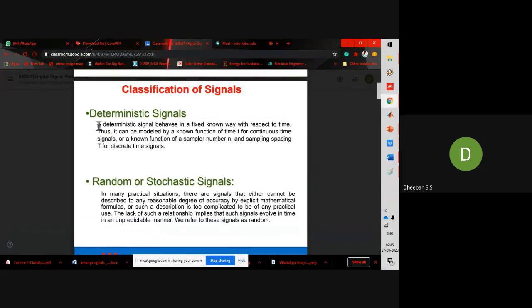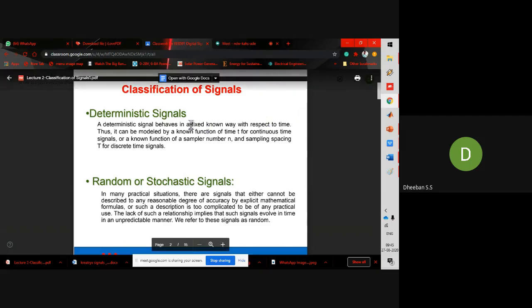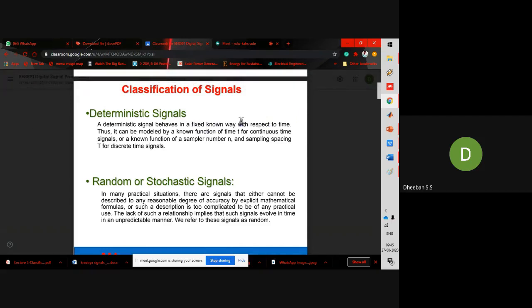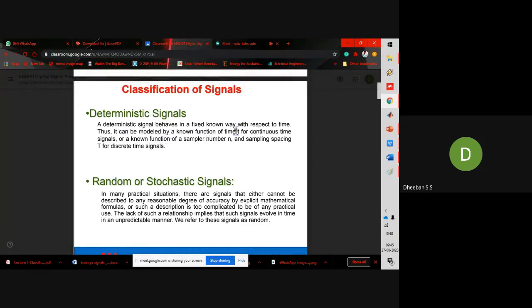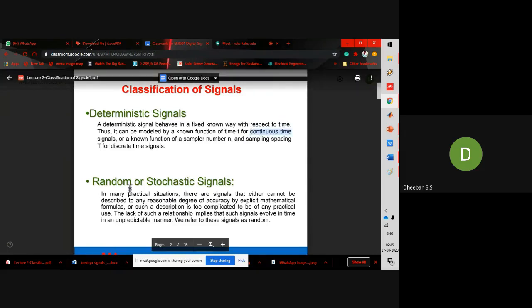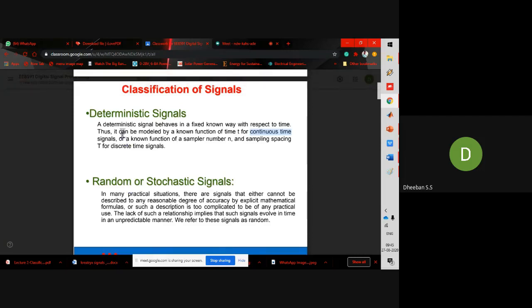That's what they have. A deterministic signal behaves in a fixed known way with respect to time. The fixed known way is nothing but the pattern. Thus it can be modeled by a known function of time t for continuous time, or a known function of a sample number n for discrete time. I will explain the sample number n and this time t in the upcoming slides.